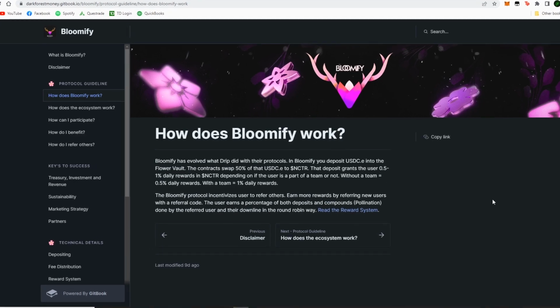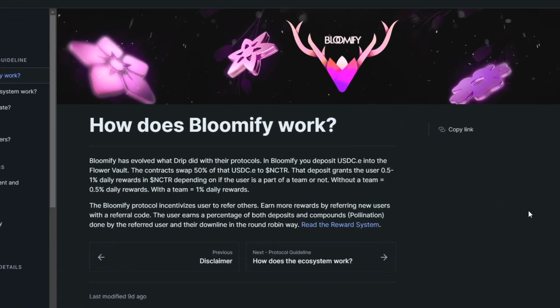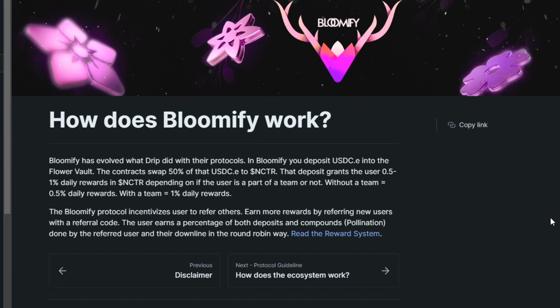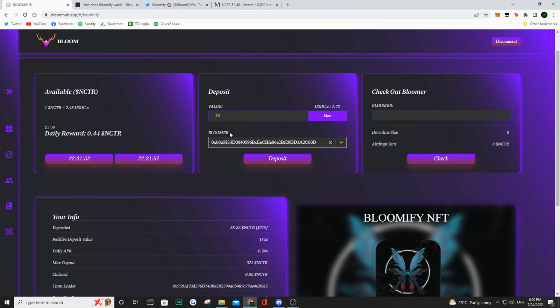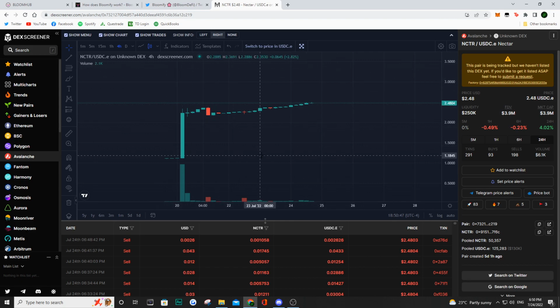Now let's go ahead and dive deeper into this ecosystem and try to understand exactly how this works and how is it going to be sustainable to pay out a 1% daily APR to all of these holders. So the first thing we need to understand is that you are buying Bloomify or the Nectar token with USDC, and you do that through the dApp like we just went through. And what happens here is that they actually use 50% of that USDC.e and they go ahead and they buy this Nectar token, which is their native token.